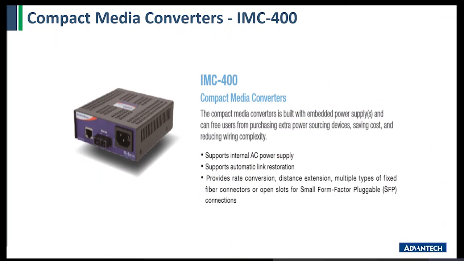The IMC 400 series are standalone media converters with an optional internal AC power, which is for US type only. They can be installed anywhere a media connection is required. On top of the basic copper to fiber conversion functionalities, they also provide a few high-level features such as automatic link restoration, rate conversion, distance extension.